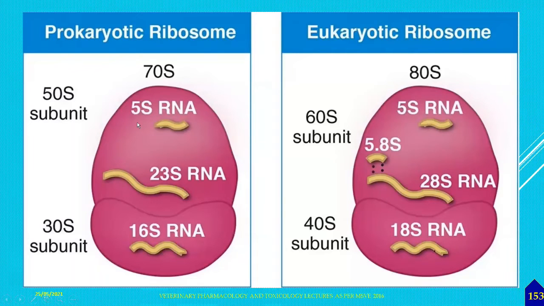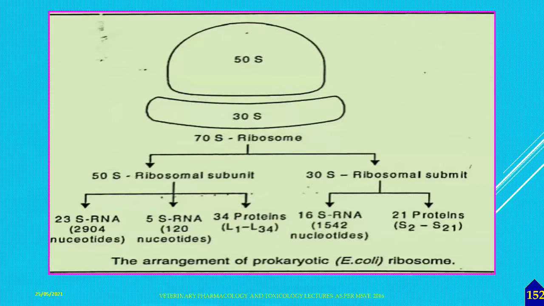This is a picture depicting the difference between the prokaryotic and eukaryotic ribosomes, because ribosomes are one of the important components of the cell that are very much required for protein synthesis. In prokaryotic cells, the ribosomes are 70S, whereas in eukaryotes they are 80S. The 70S is divided into 50S and 30S, as we have seen in the earlier slide.